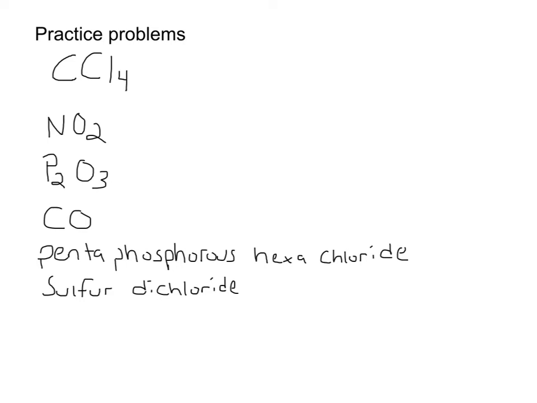All right, so some practice problems to start off with. The first one you see, CCl4. So we're going to name the first one, carbon, and we're not going to use a mono because it's the first one, even though there's one. We have 4 chlorines, so it's tetrachloride.